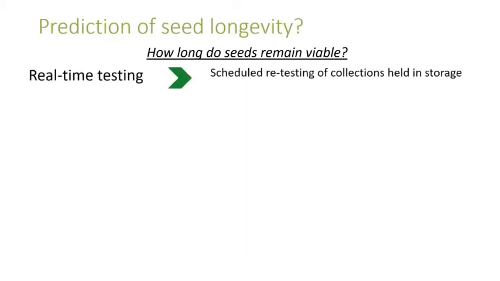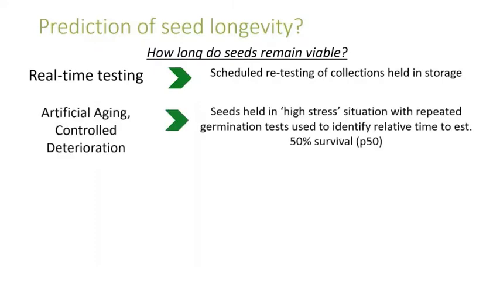So in this case, we're performing scheduled retesting of collections held in storage. This particular approach is routinely applied in seed banks. However, it has a few drawbacks in that we're constantly reducing the size of the collection. Each time we remove seeds to test them, the repeated removal of collection is exposing it to temperature and moisture changes, which increases aging of the seed. The viability of the collection may have already decreased below the point where you would automatically recollect fresh material by the time you get around to testing it. And you may have to wait years, if not decades, to actually see the viability drop enough to trigger your recollection action. So an alternative to this is to use artificial aging or controlled deterioration assessments.